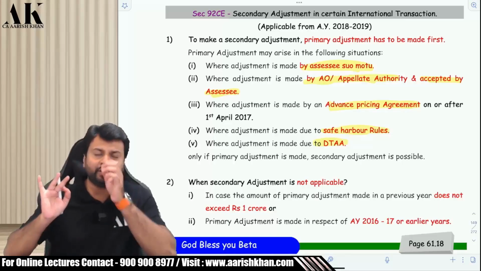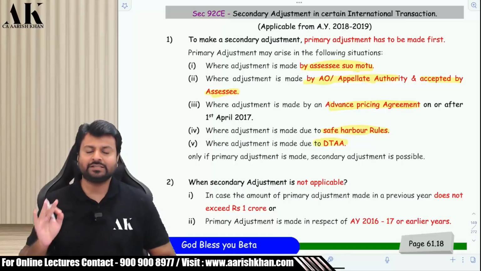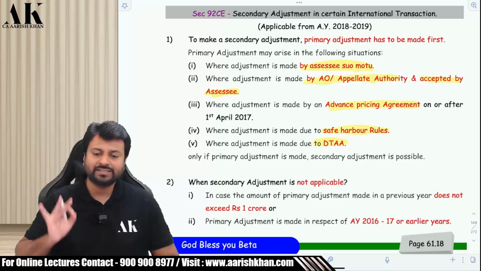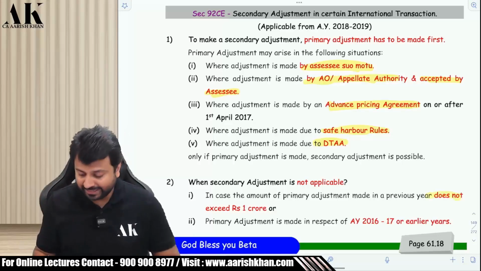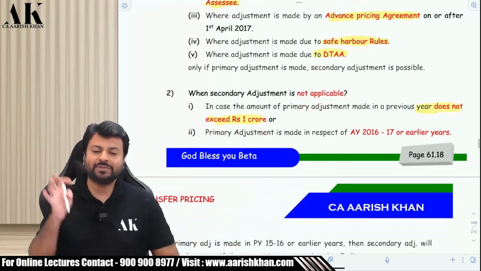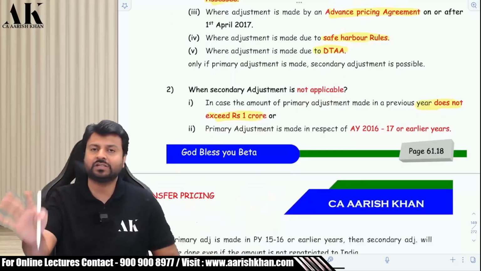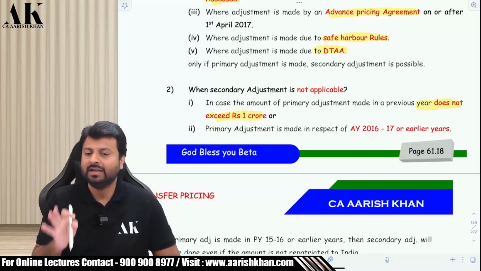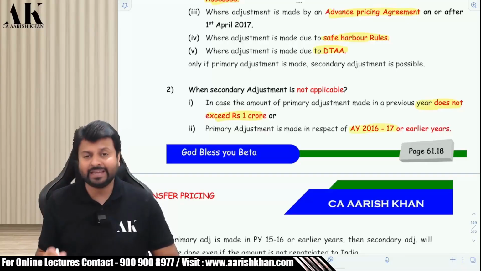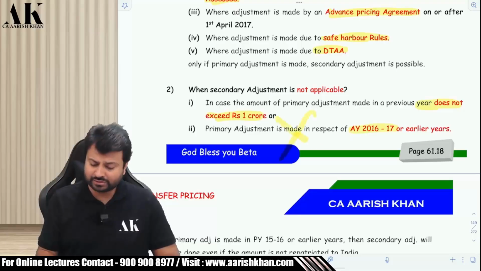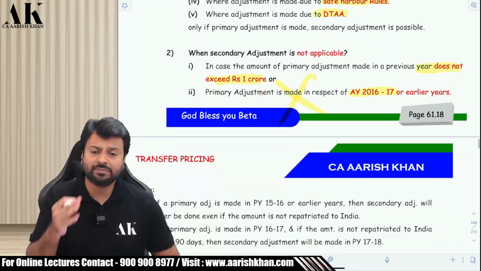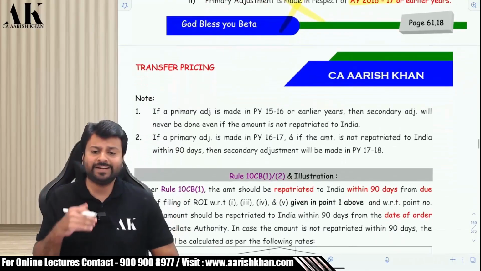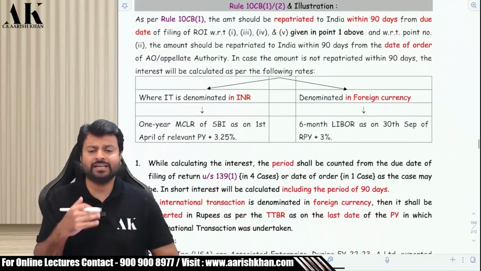So every time you need to understand that to do a secondary adjustment, it is mandatory to do a primary adjustment. Secondly, the primary adjustment has to be greater than 1 crore rupees. If the primary adjustment is not greater than 1 crore rupees, then this provision is not applicable. If it is up to 1 crore rupees, secondary adjustment is not applicable. Further, if the primary adjustment is done in AY 16-17 or earlier years, then also secondary adjustment is not possible. It means the primary adjustment has to be done in AY 17-18 or in subsequent years. Otherwise, secondary adjustment is not possible.